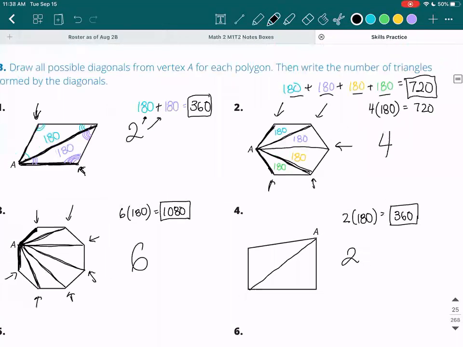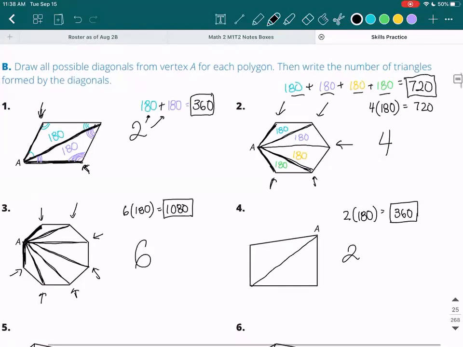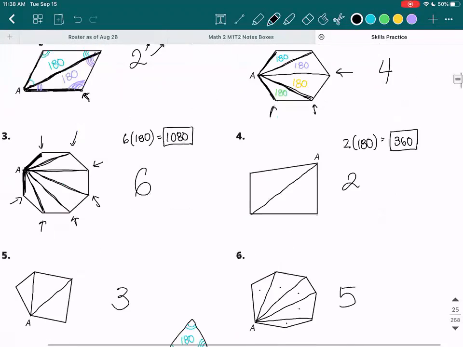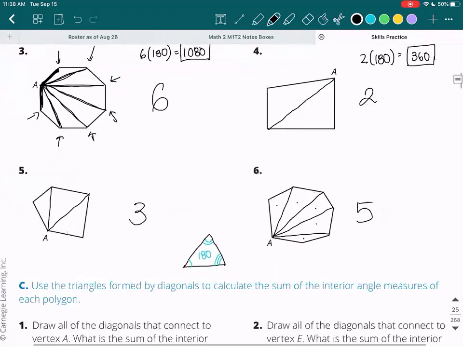Let's keep going. Or wait, before I keep going, here's a zoomed out version of all the ones we've done so far. Do you guys have any questions? Okay, make sure you do interrupt me if you have a question. Okay, we have 2 more.